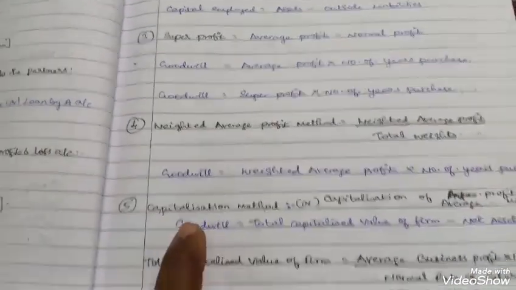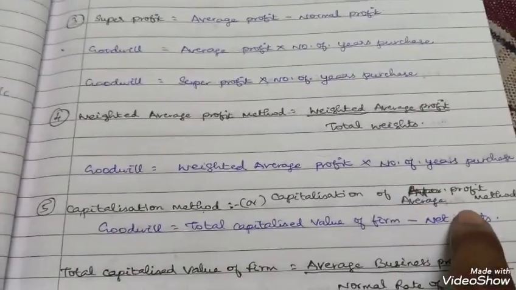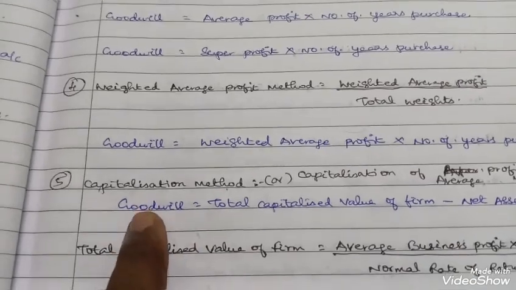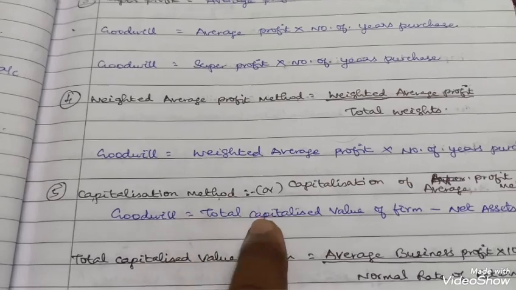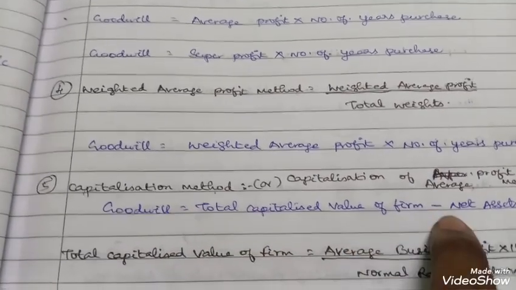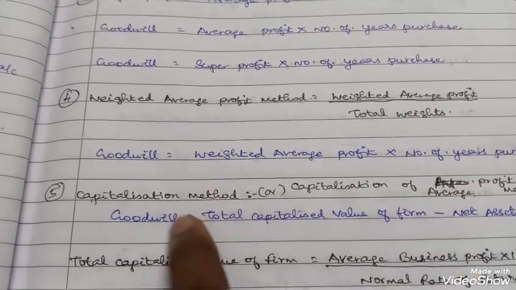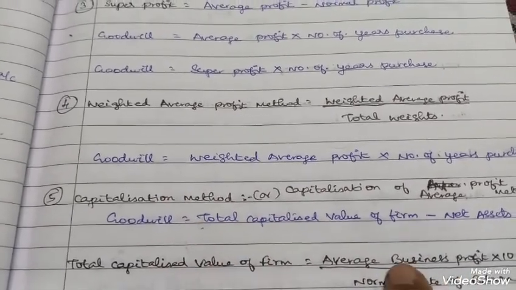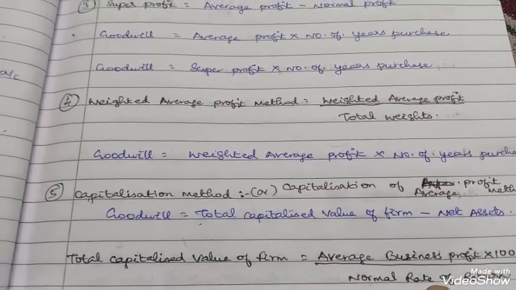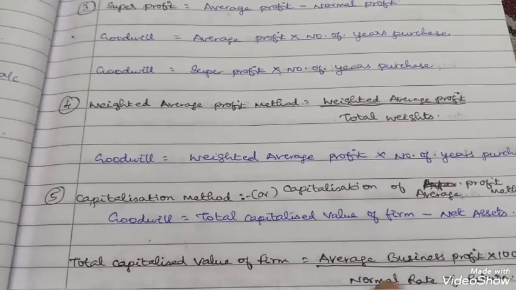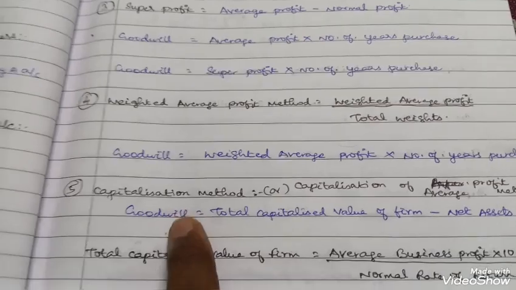The fifth one will be the capitalization method, otherwise known as the capitalization of average profit method. Under this method, for finding out the goodwill, the formula is goodwill is equal to total capitalized value of the firm minus net assets. In order to find out the total capitalized value of the firm, the formula is average business profit into 100 divided by normal rate of return. After finding this answer, we have to subtract the net assets from it, and we will automatically get the goodwill. It's very simple.